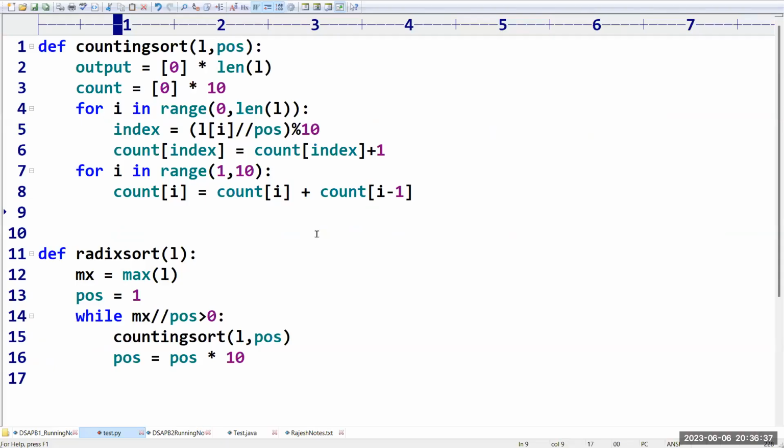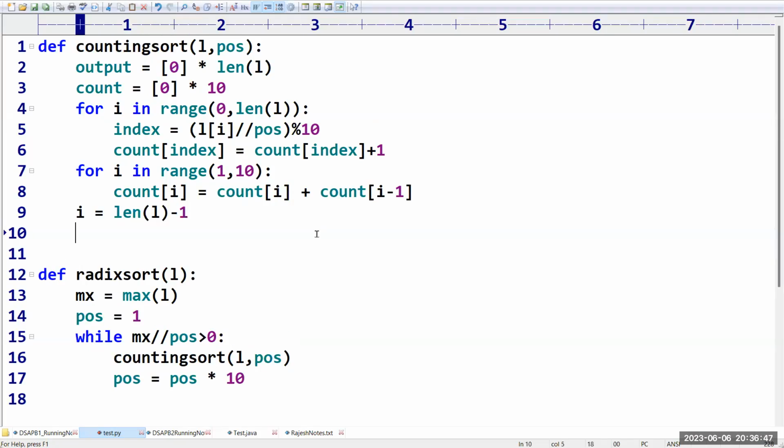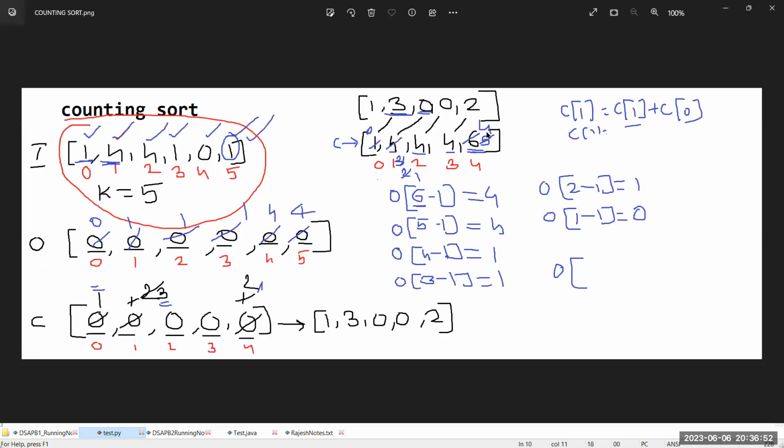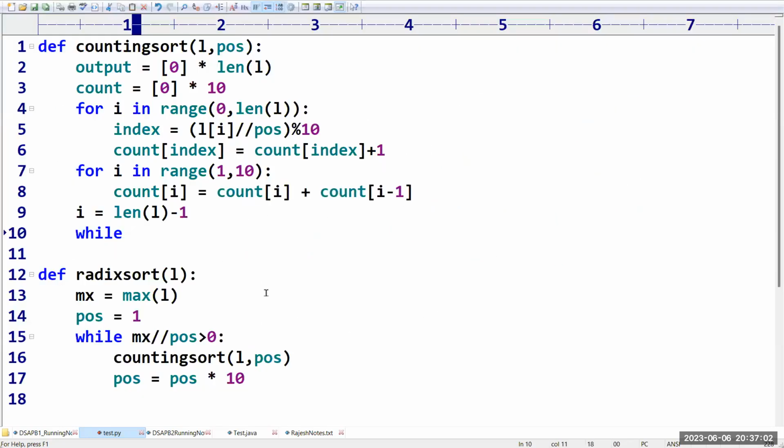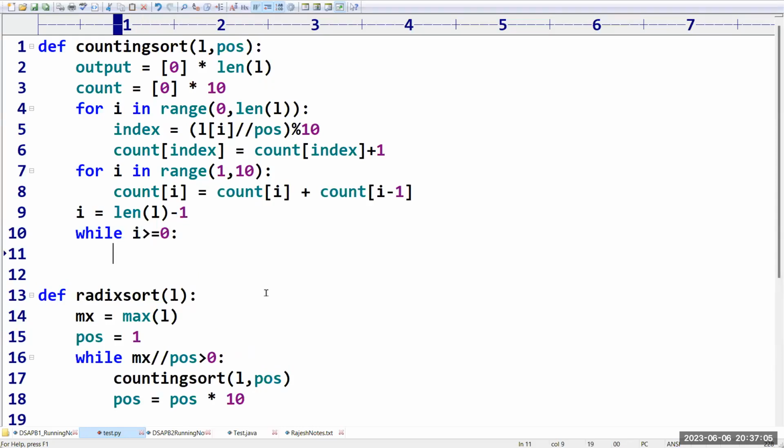So after this, what we are going to do? We have to perform our actual operation. What is our actual operation? Here I am going to take index equal to length of the list minus 1. In the reverse operation, as in counting sort, we take values from the last index, subtract, and decide in which position that particular element is going to occur. That's why, while your I value is greater than 0, your index value will become, as usual, the formula: L of I divided by position percentage 10.